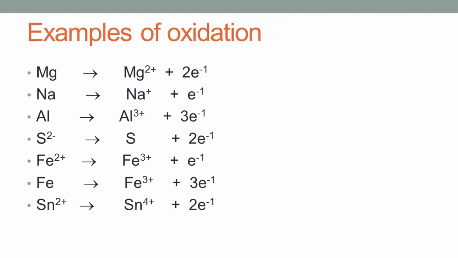Fe2+ changing to Fe3+ is an oxidation reaction because it loses 1 electron. Fe changes into Fe3+ and loses 3 electrons. Therefore, that's also an oxidation reaction. Tin has 2 oxidation numbers, 2+ and 4+. In this case, it's losing 2 electrons to change from 2+ to 4+. Therefore, this reaction is also an example of an oxidation half reaction.